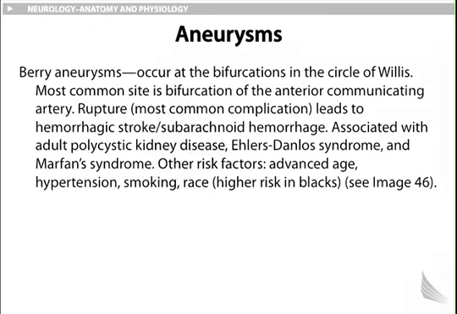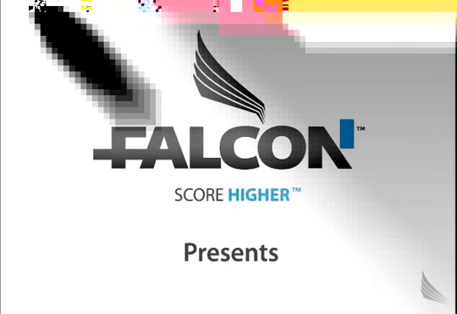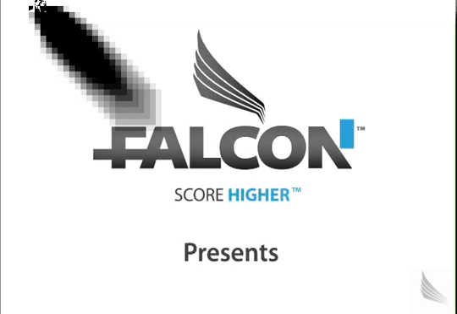Berry aneurysms are often seen around the circle of Willis. The most common site is the bifurcation of the anterior communicating artery. Rupture, the most common complication, leads to hemorrhagic stroke and subarachnoid hemorrhage. It's associated with adult polycystic kidney disease, Ehlers-Danlos syndrome, and Marfan syndrome. Other risk factors are advanced age, hypertension, smoking, and race, because these are seen in higher numbers in blacks.